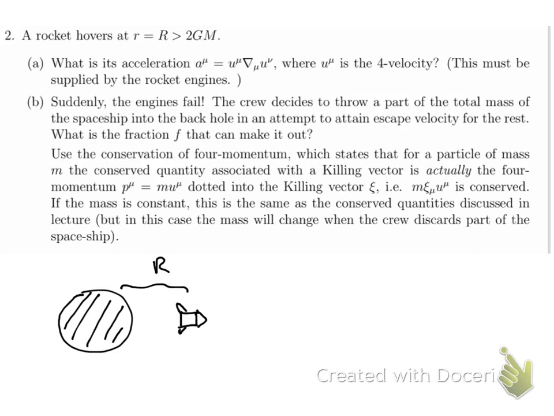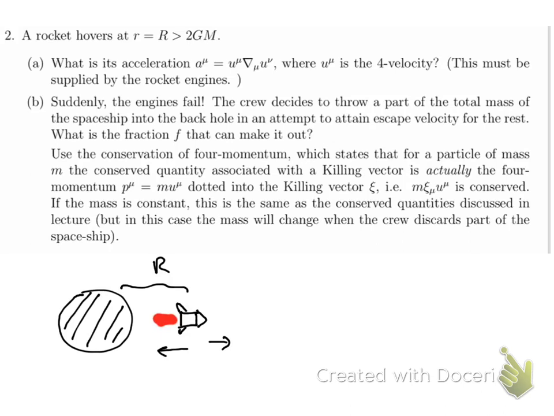Now let's think about this. Because it's hovering and gravity's trying to pull it in, it must be doing something. It must be firing its rocket engines that will exert a force that keeps it out. And the question is asking, what is the acceleration of the rocket ship? Acceleration is provided by the rocket engines.